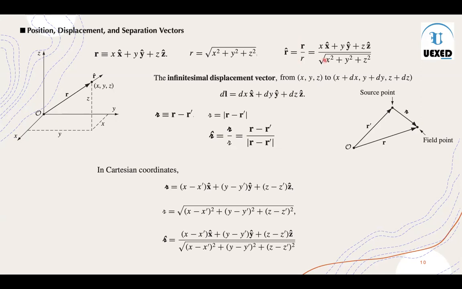Okay, so this you can write. Just substitute this position vector r: x x cap plus y y cap plus z z cap, divided by the magnitude, which is root x square plus y square plus z square.